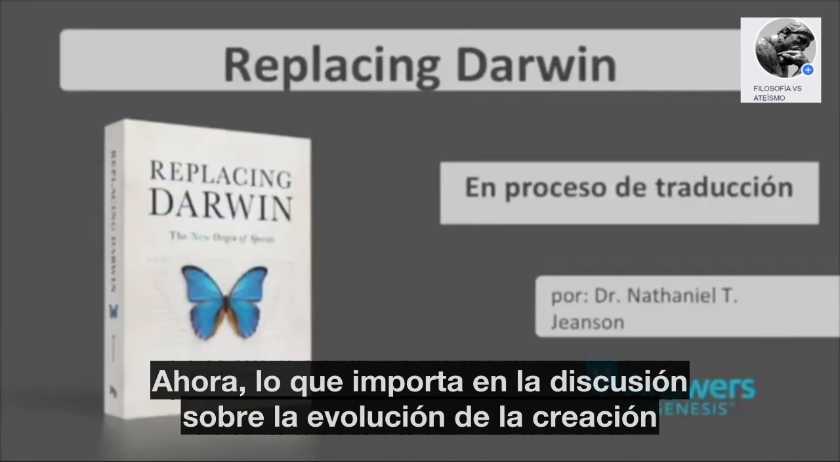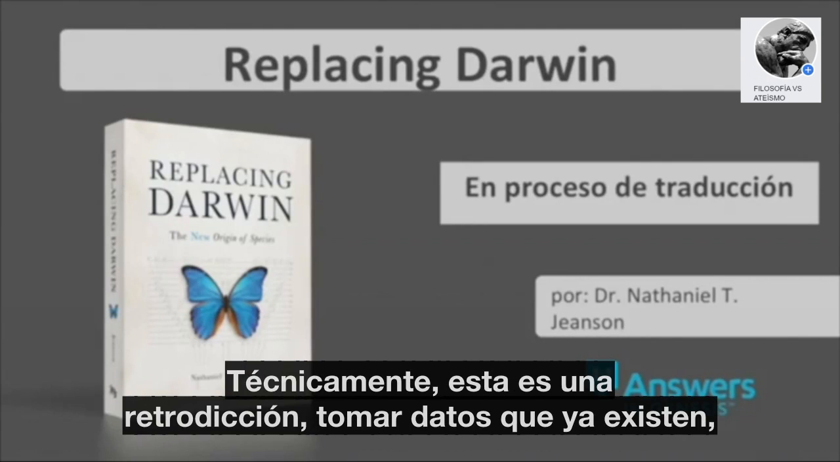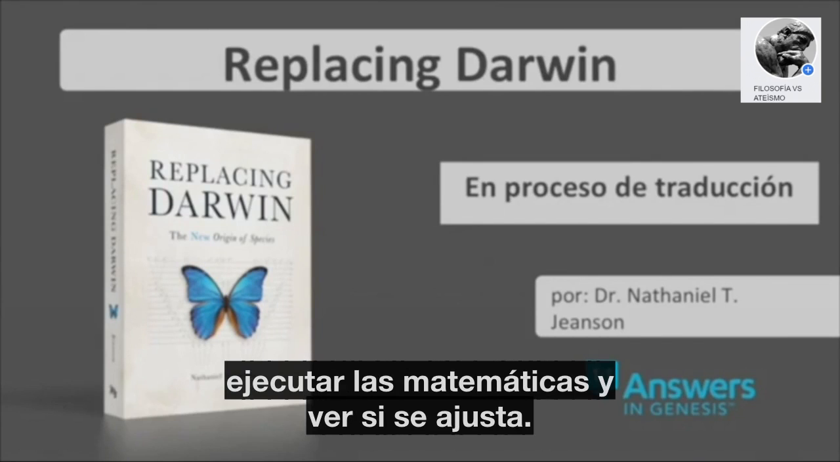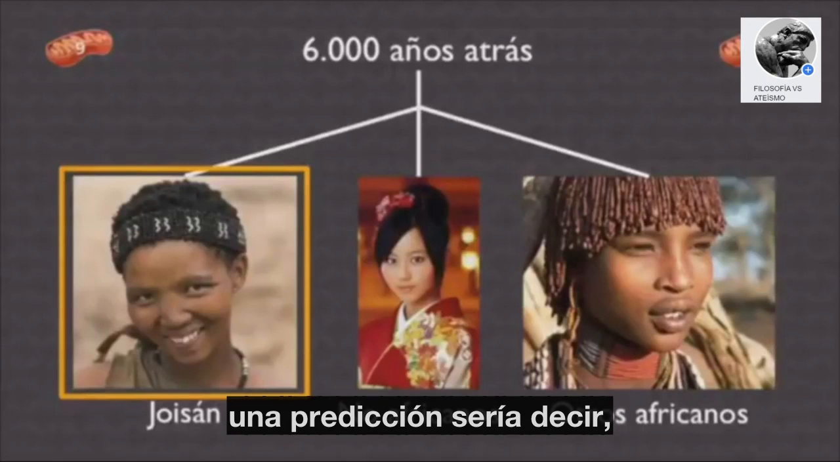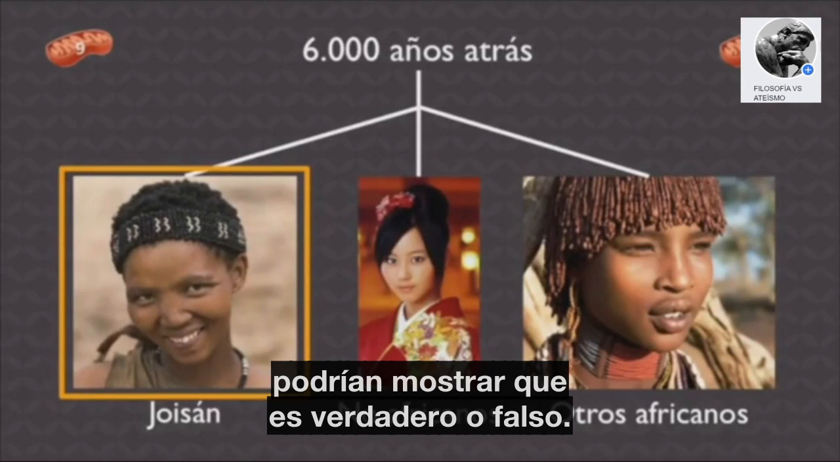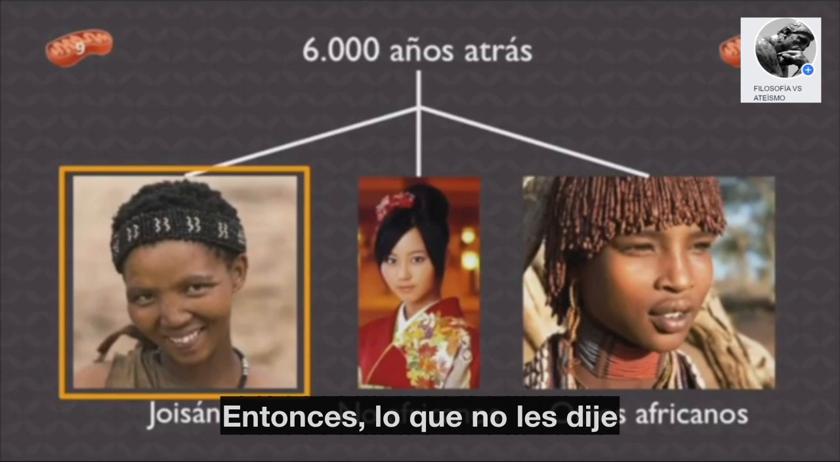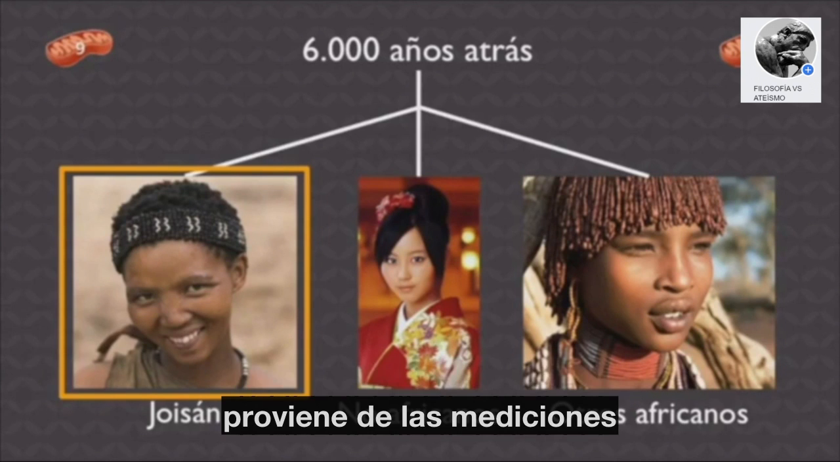Now, what matters in the creation-evolution discussion is testable predictions. Technically, this is a retrodiction, taking data that already exists, running the math, and seeing if it fits. A prediction would be to say, here's the rate we expect, and future experiments could show it to be true or false. So what I didn't tell you is that the rate of one mistake every 5 to 10 generations comes from measurements only in non-Africans.